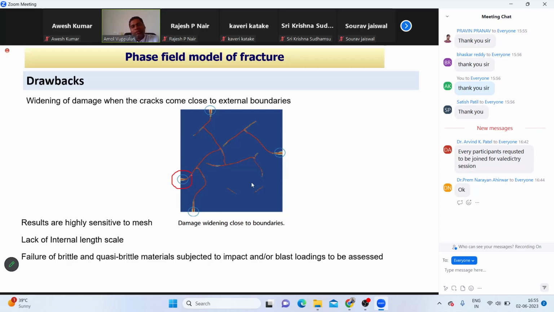Of course, phase field models are yet to be explored in the impact and blast loading conditions. There are not many papers published in this area. So this is also one direction phase field models need to be explored.